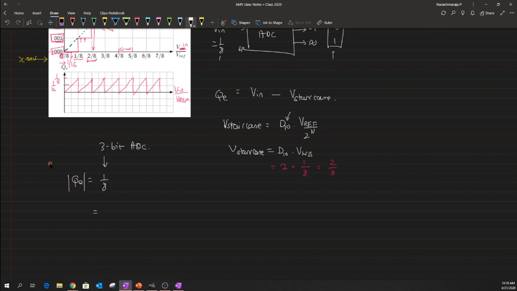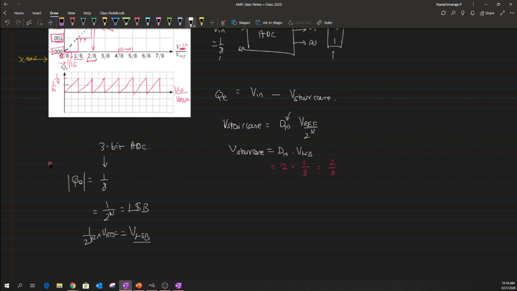That could be generalized to an n-bit ADC as 1 by 2 to the power n, and this quantity, if it has been multiplied by some V reference, we call that a VLSB, or if it is not multiplied by this V reference, we call this just LSB. Hope that you are clear. The difference between this LSB and this VLSB is very simple: if I have this 1 by 2 to the power n, when it has been multiplied by V reference, we get a voltage term out of this quantity, and we call that voltage a VLSB.